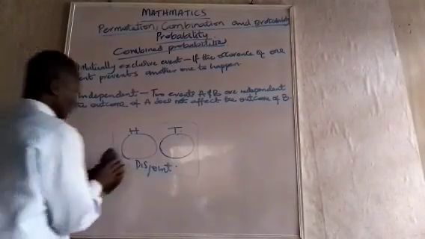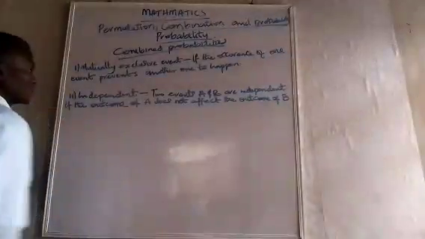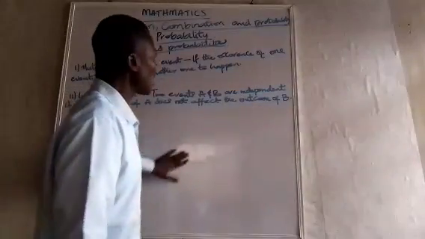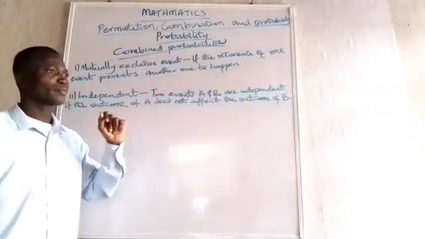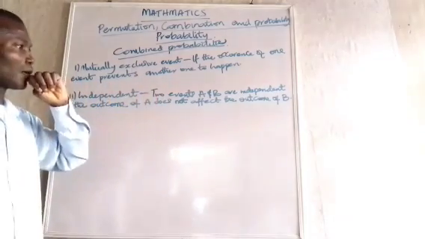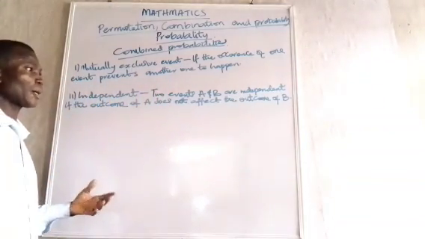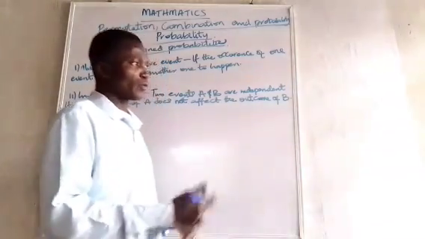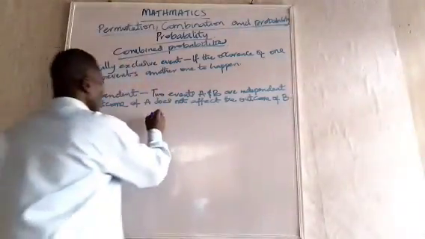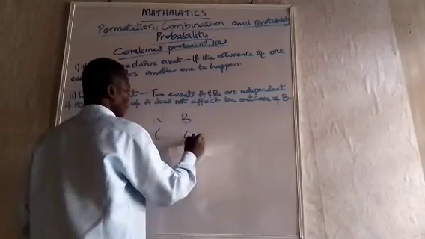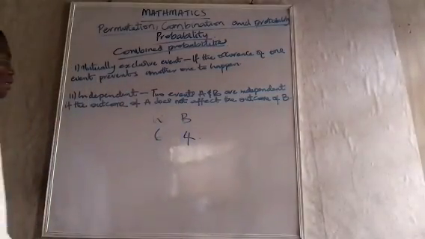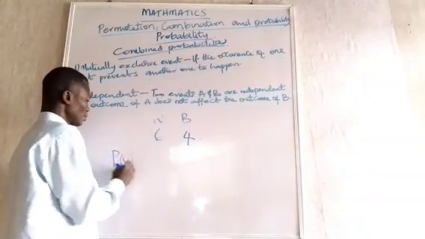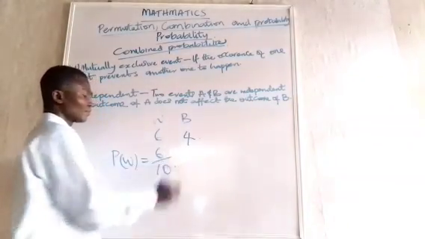For independence, here it says two events A and B are independent if the outcome of A does not affect the outcome of B. Now, let's look at the situation where I want to find the probability of picking a ball from a sack. I have white 6, black 4. If I pick one out of this, the probability of having white will be 6/10.